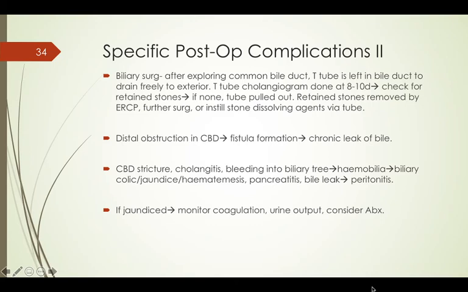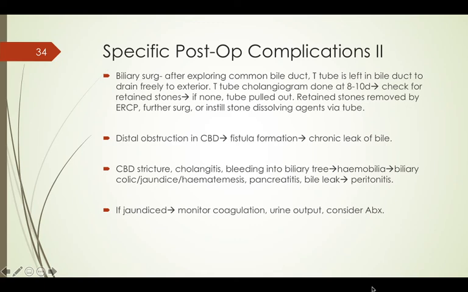Some complications associated with biliary surgery include distal obstruction, formation of fistula, and may lead to the leaking of bile. The stricture may form in the common bile duct. You may have cholangitis. So cholangitis is inflammation of the biliary tree with Charcot's triad of right upper quadrant pain, fever, and jaundice. Bleeding into the biliary tree leading to hemobilia, which can present with biliary colic, which is sort of coming and going of right upper quadrant pain.